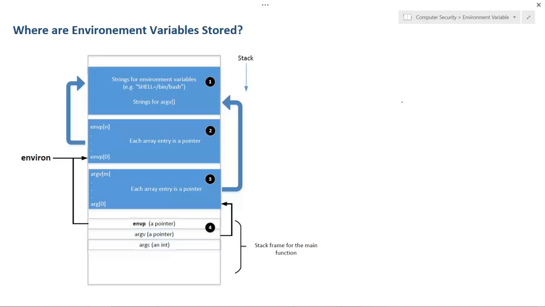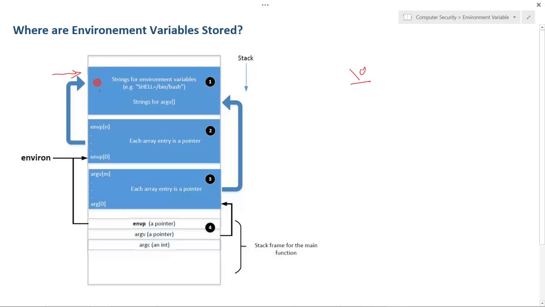Initially, this is what a stack looks like. On the top of the stack is where environment variables are stored, all the strings related to the environment variables. If you have something like x, y, z equal to something, they are going to be stored in here. All these strings are going to be separated by a \0, because that's the end of the string.